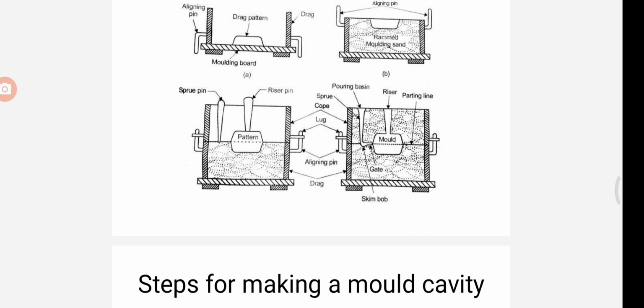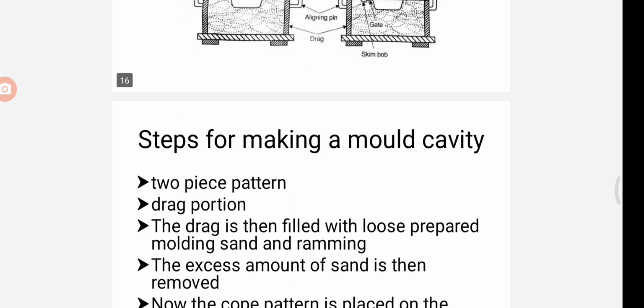Next, apply mold coating with the swab in case of a dry sand mold. Next, set the cores in the mold if needed, and close the mold by inverting the cope over the drag. The final stage is to close the mold, that is, drag and cope. The cope is then clamped with the drag and the mold is ready for pouring. So after closing, there will be the pouring. Okay, this is the full procedure. These are the full steps for making the mold cavity.